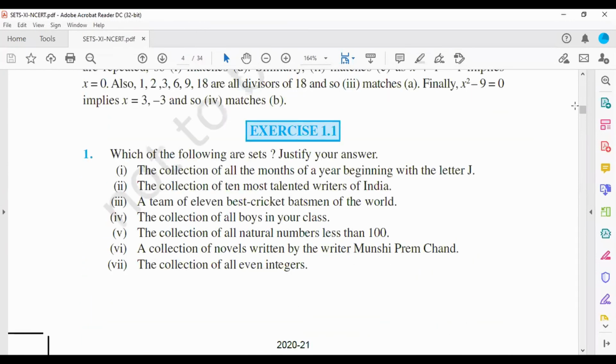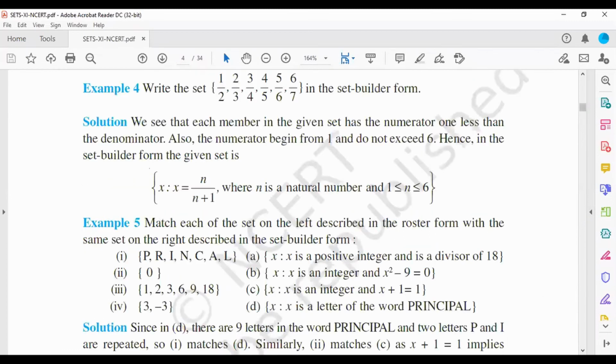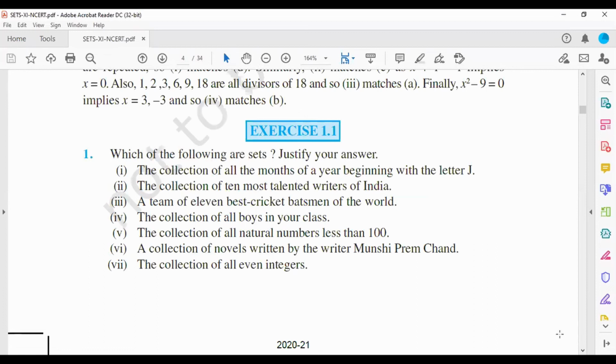So you find on page 4, you can have a firing round. Yeah, I think first answer you can give. Which of the following are sets?